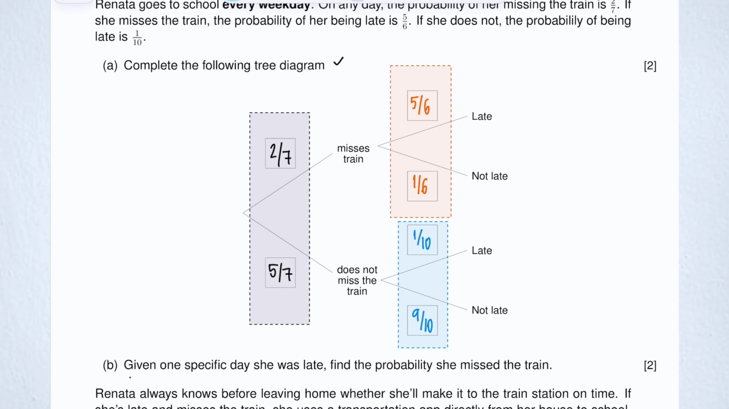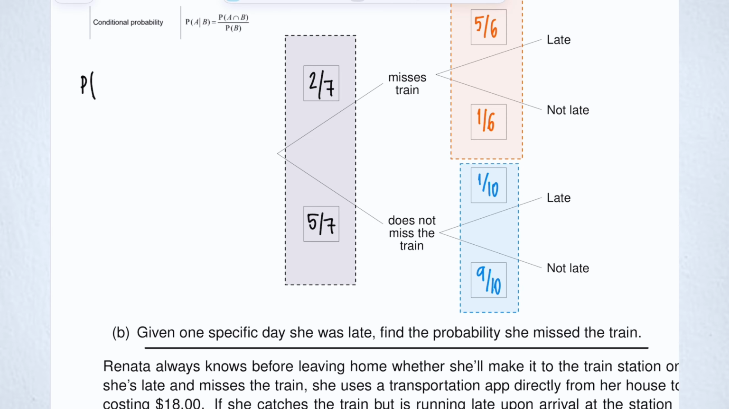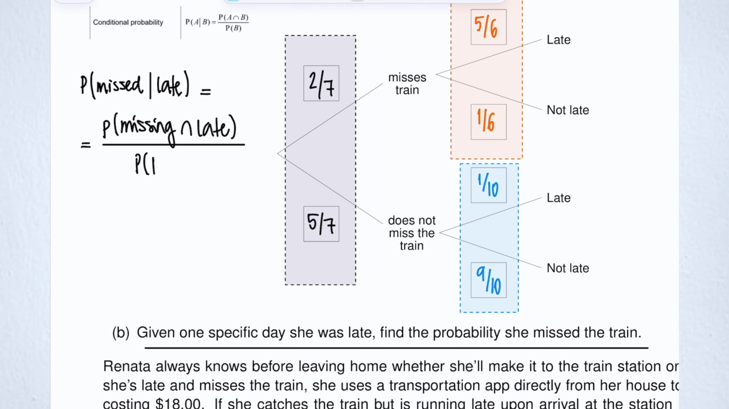Now, given that on one specific day she was late, find the probability that she misses the train. This is a conditional probability. The probability of A given B is equal to the probability of A and B over P of B. In this case, the probability that she missed the train given that she was late is equal to the probability of missing the train and being late over the probability of being late.